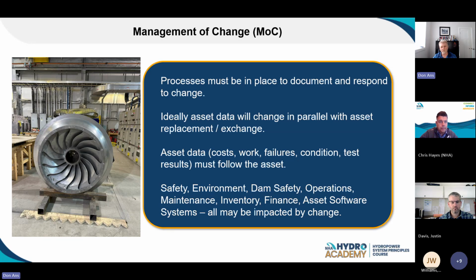You also have to look at all of the different systems that are impacted by these things, right? So if you do change an asset, you have to look at what are the safety impacts, what are the environmental impacts, dam safety, operations, maintenance, inventory, finance, asset software systems. Every one of these is impacted by the change. So you have to make sure in your management of change process that each of these groups are consulted appropriately when the change occurs. And some of them may actually require formal sign-offs.